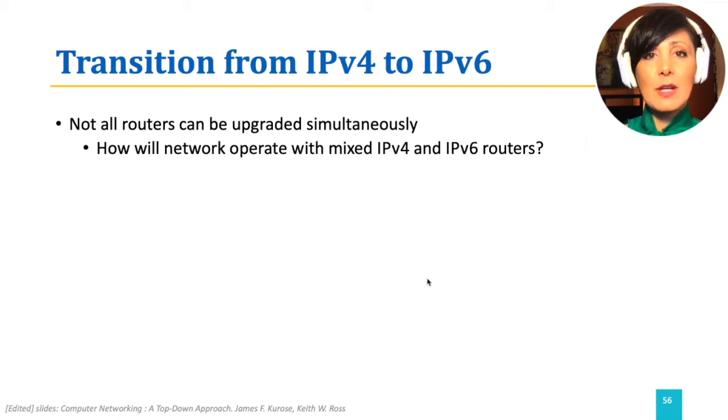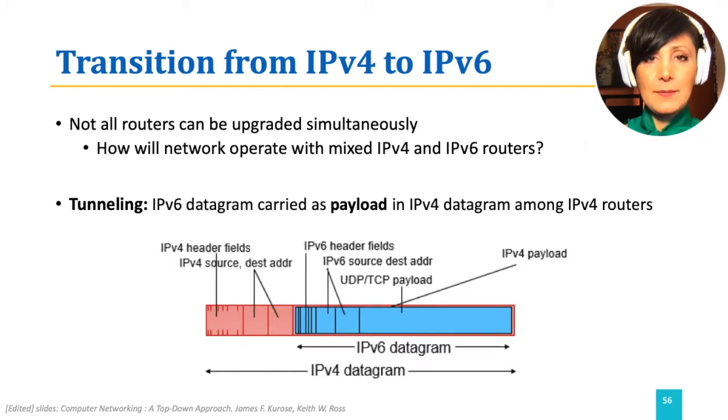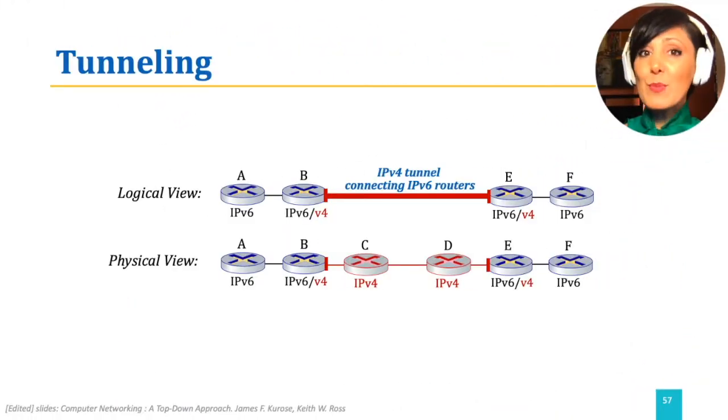This is achieved using tunneling. In tunneling, an IPv6 datagram is carried as payload in the IPv4 datagram, while passing the routers that are only capable of IP version 4 processing. Suppose we have 6 routers along a path. Routers A, B, E, and F are capable of IP version 6 processing. However, nodes C and D are not capable of IP version 6 processing.